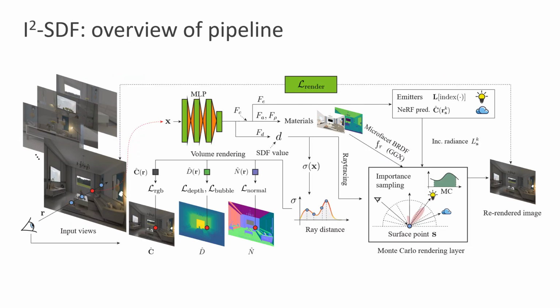We now show the overall pipeline of our method, which consists of the neural signed distance field, neural radiance field, neural material fields and emission field, and finally the Monte Carlo rendering layer, which uses the decomposed factors to re-render the scene image. We'll introduce them respectively.